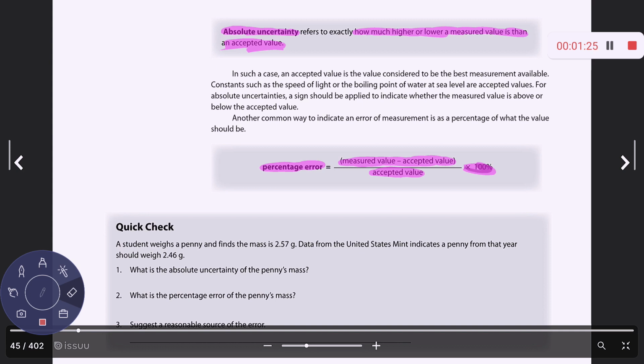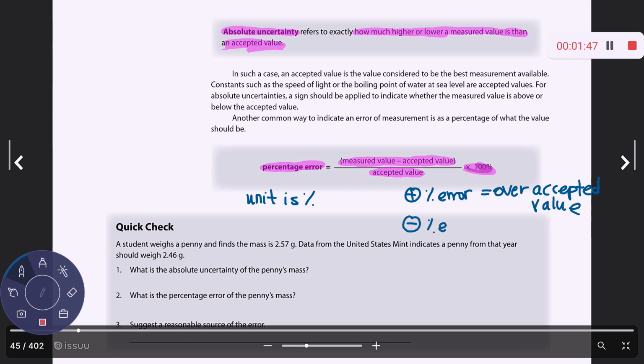Okay, so let me make a couple of notes here. The unit will be a percent. Also, if you have a positive percent error, that means you're over the accepted value. And if you have a negative percent error, that means you are under.